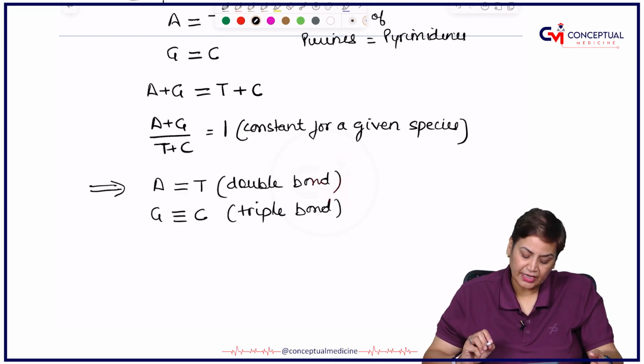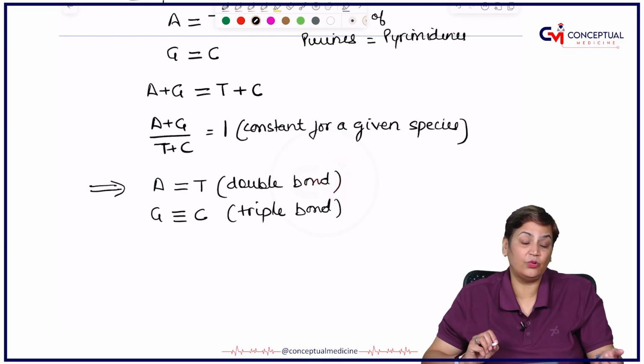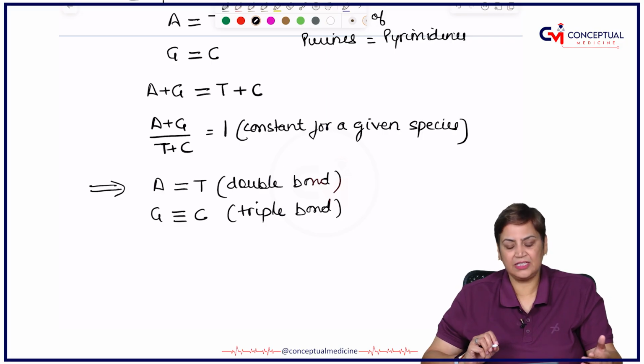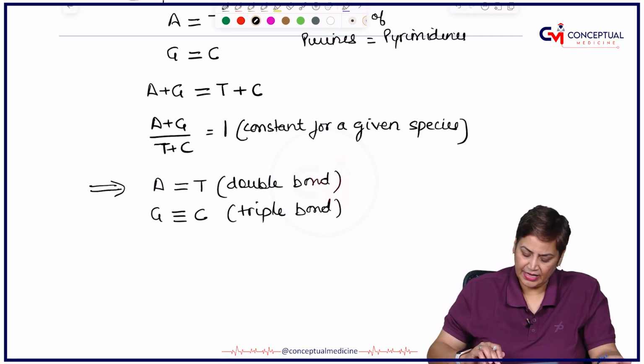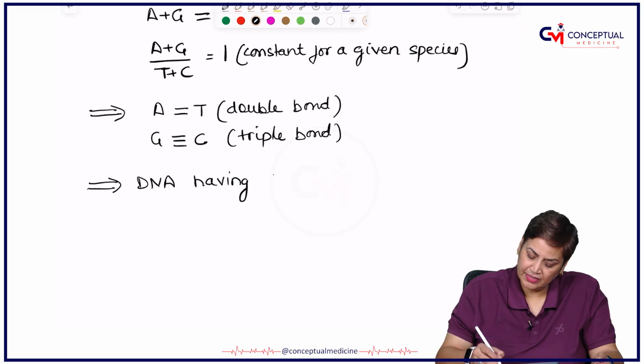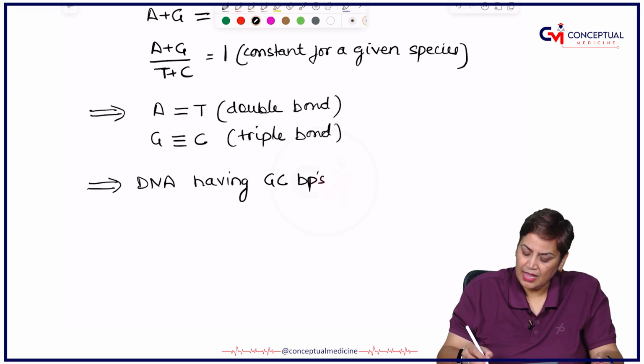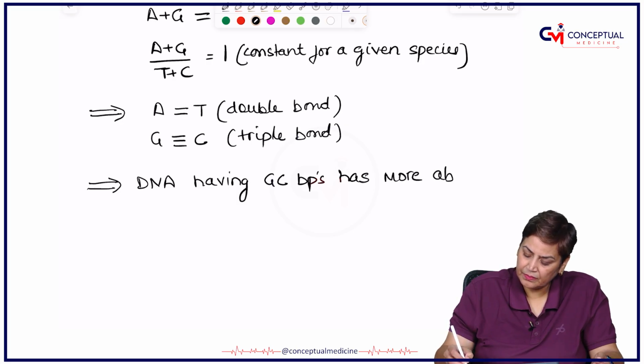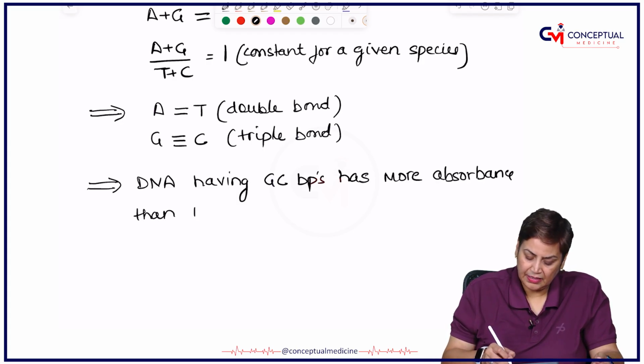So obviously more energy will be required to break guanine and cytosine than adenine and thymine, and this becomes the basis of differentiation of DNA. So DNA which is having more GC base pairs will have more absorbance than AT base pairs. So I can say that DNA having GC base pairs has more absorbance than DNA having AT base pairs.